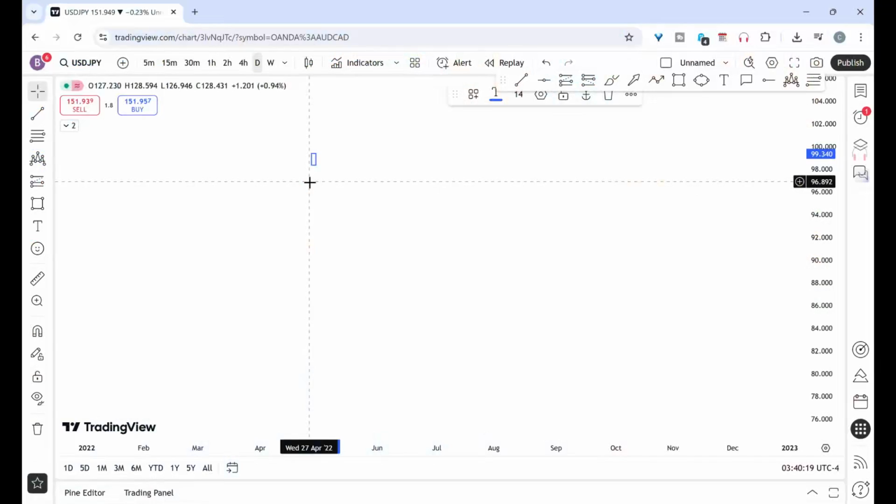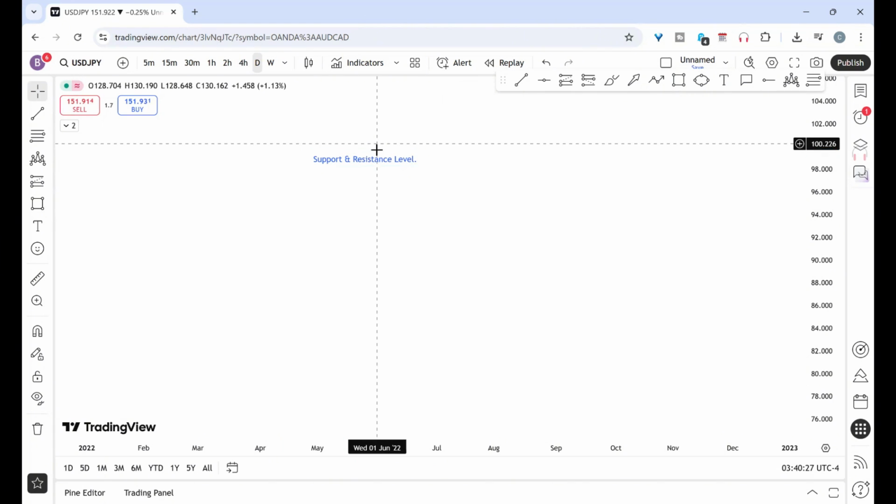I'm going to show you how to draw support and resistance in the correct way and why it is important to do so in order to make money. All right, let's get right into the chart. Here we go. All right, today we're going to talk about support and resistance levels.